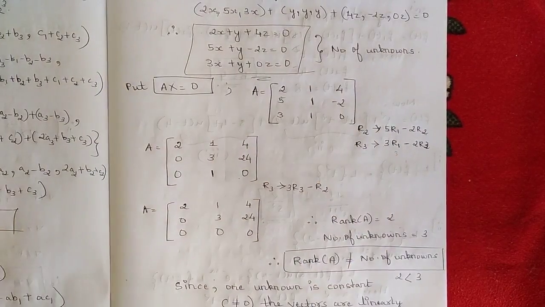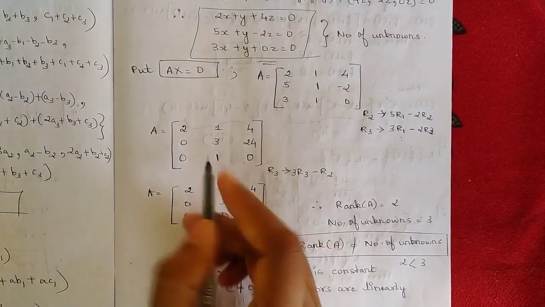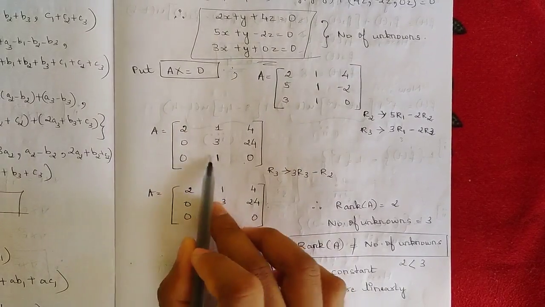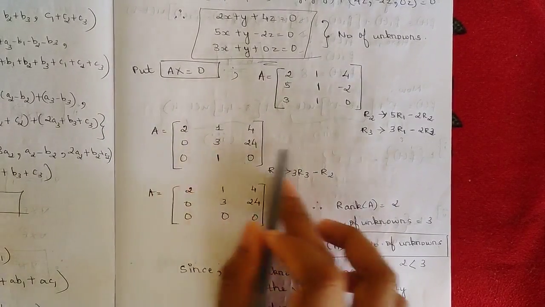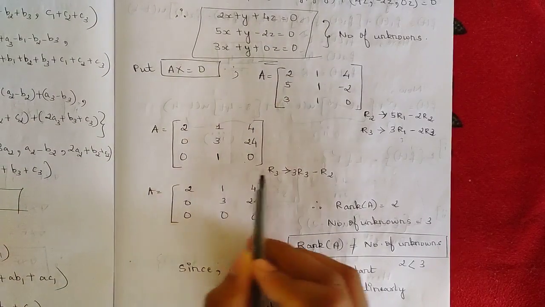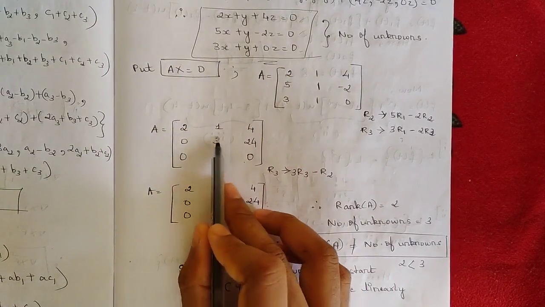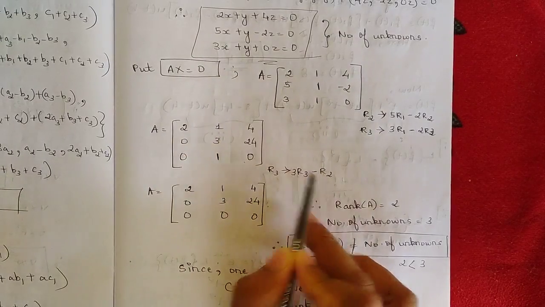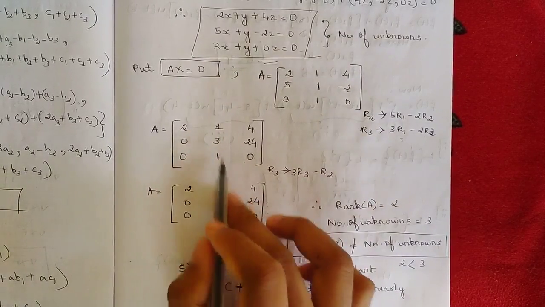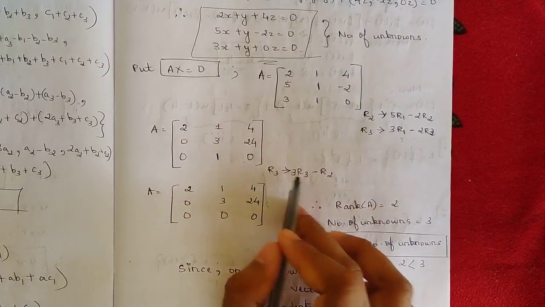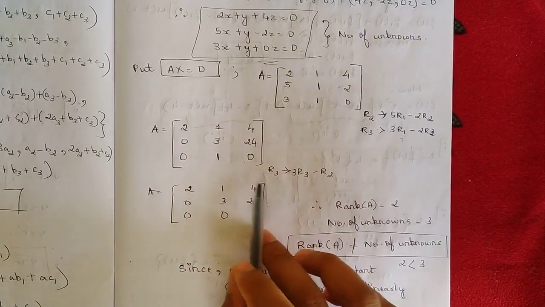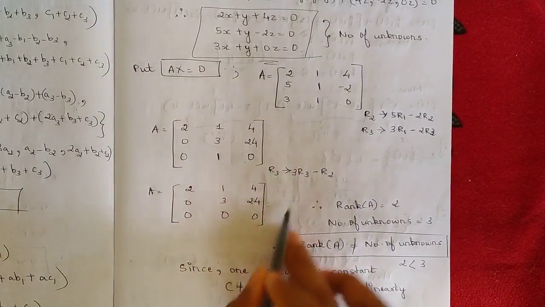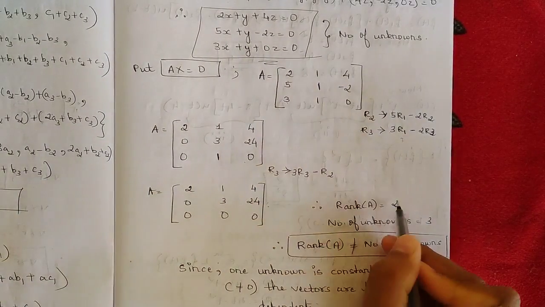Okay, so now under the echelon condition we should make this term equal to 0. So replace R3 keeping the R2 row. R3 would be 3R3 minus R2, since these are the two elements here. So R3 would be replaced by 3R3 minus R2, so that this term would be 0, and this is the A matrix. Here you see the rank of the matrix is 2.